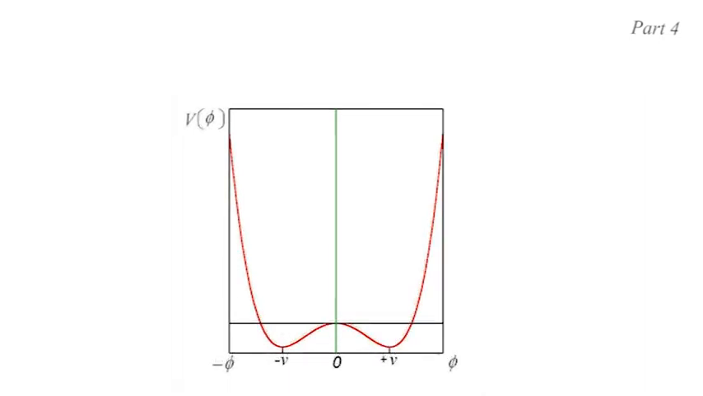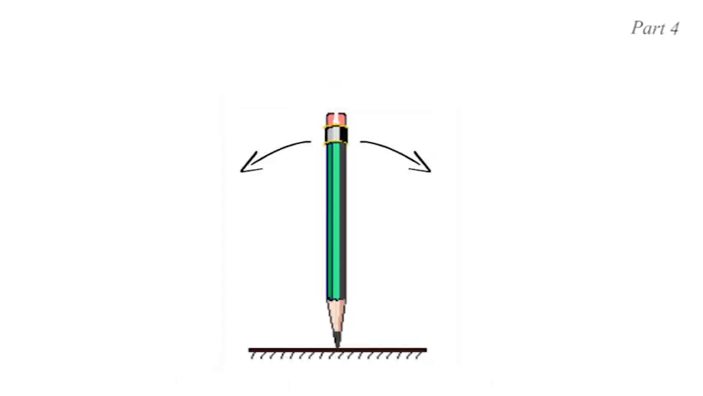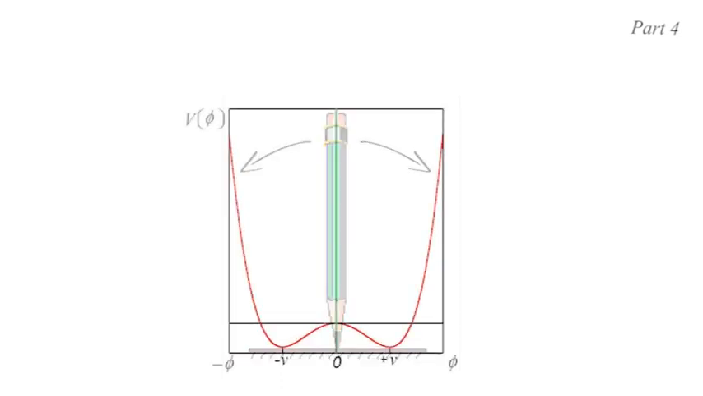I suppose as an aside, one could ask the question, is settling to phi equals plus v any better or worse than settling to phi equals minus v? And the answer is no. They are both taking the potential energy to exactly the same minimum value, and in that sense they're identical. Somewhat like trying to balance a pencil on its point, the unstable equilibrium on the hill of phi equals naught means that it can go either way, and any final position is no better or worse energy-wise than the other.